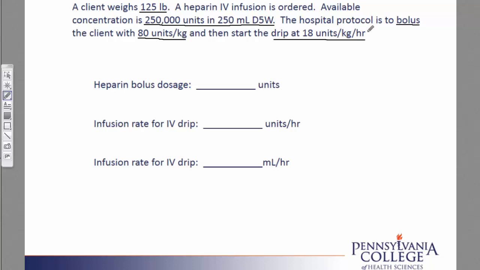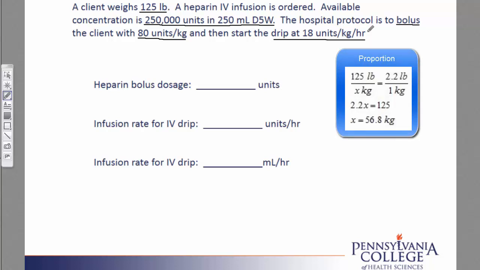I'm going to explain the problem using dimensional analysis. You will also see the pop-ups come to help you work through the problem using the proportion method or using the nursing formula. To start this problem, we'll need to convert our patient's weight. So our patient weighs 125 pounds, and we'll need that weight in kilograms because both the bolus and the drip are per kilogram.